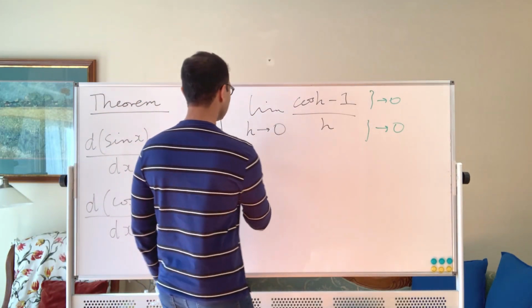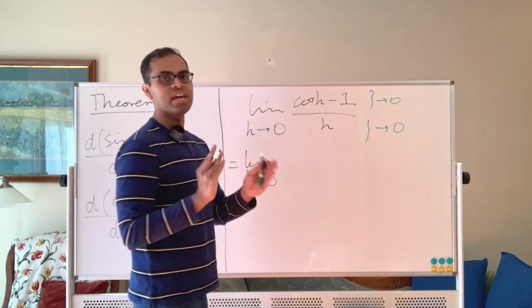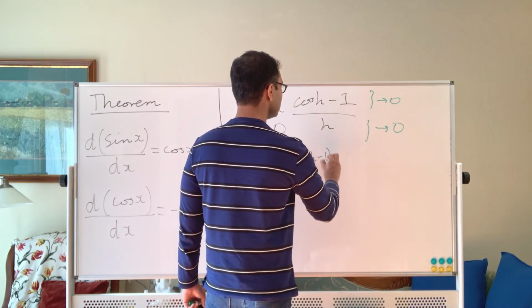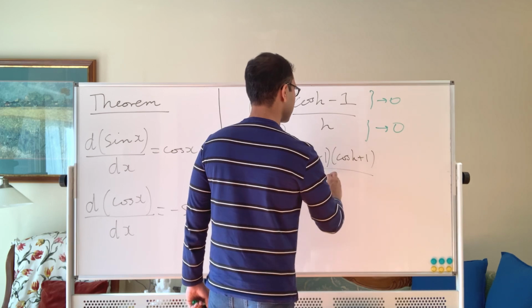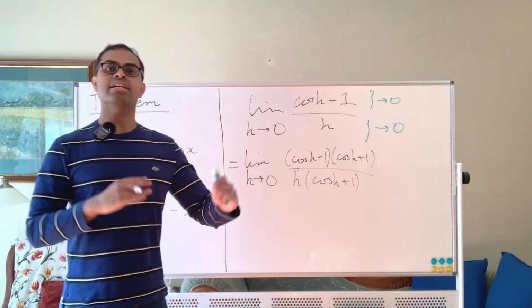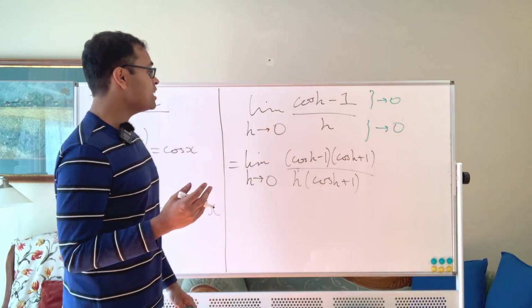We're going to multiply top and bottom by cosine h plus 1. This is the conjugate of cosine h minus 1, if you like. So we get cosine h minus 1 times cosine h plus 1, divided by h times cosine h plus 1. And the idea here is that we're going to make everything in terms of sine. We're going to get the top in terms of sine. So cosine squared h minus 1, right?